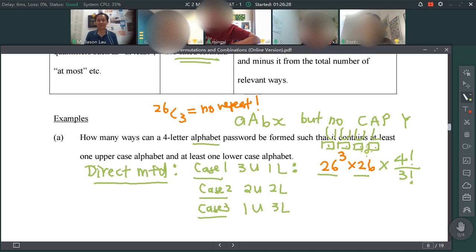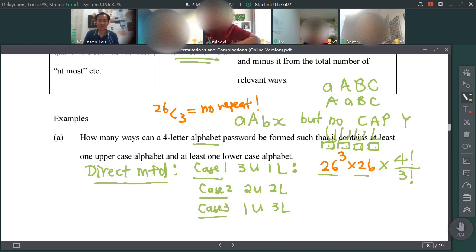Wait, but why is it considered repeated? Because when you look at the different arrangements, even though the A, B, C are different, if you are looking at the types, you'll find that it really makes a difference whether the small a is in the first, second, third or fourth position. So that's why it's not repeated.